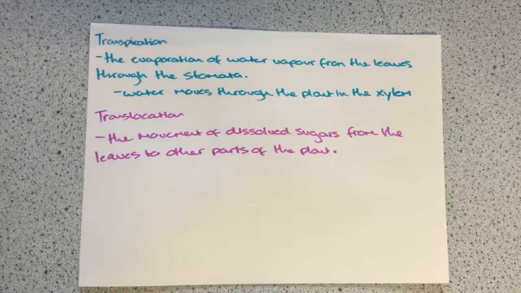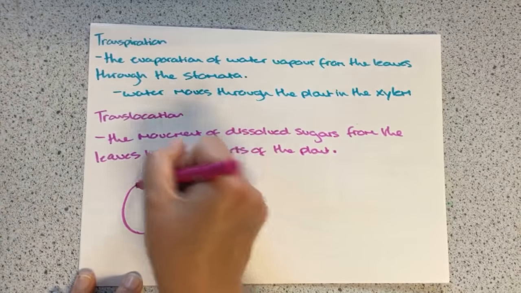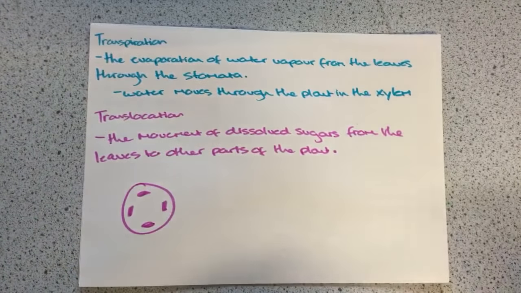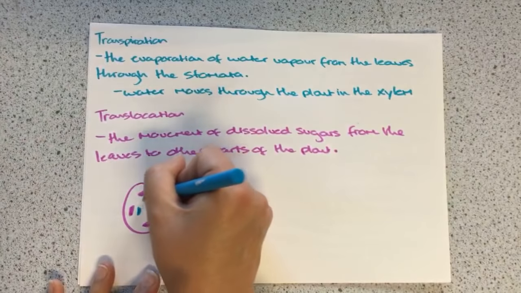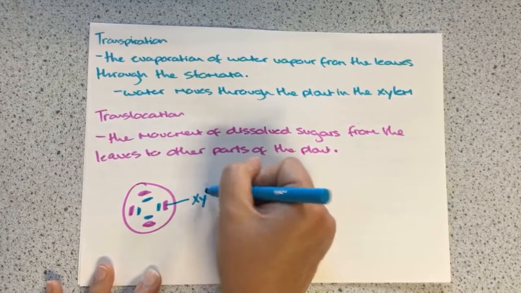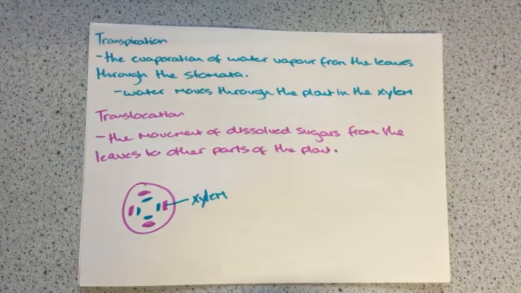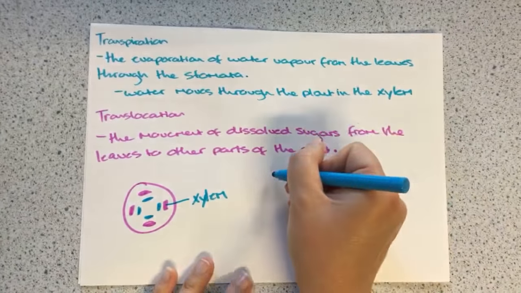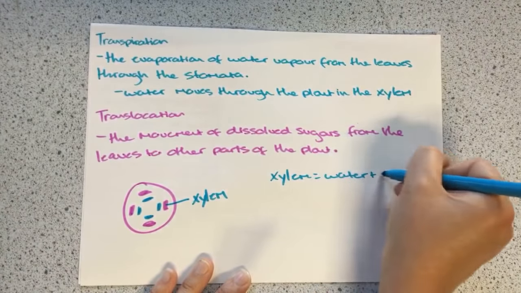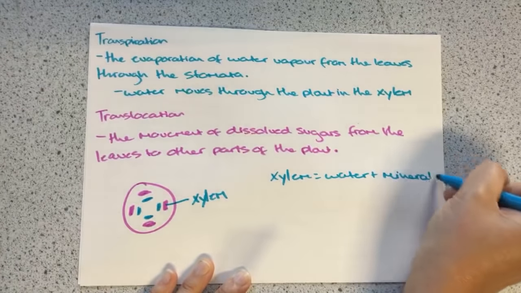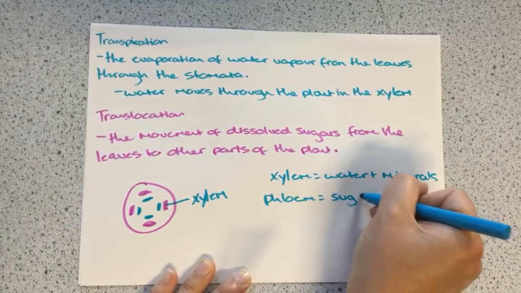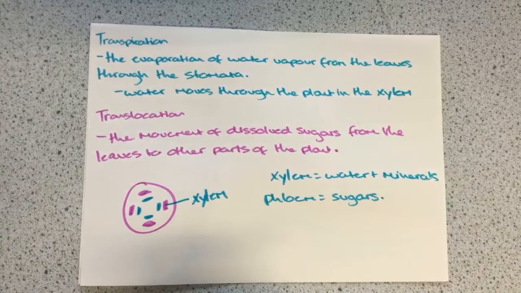If you are ever asked on a diagram to label the xylem and phloem, it will label one part of it for you, and you could be asked to label the other part. So this is just an example of what it might look like. If it labels this one and says that that is the xylem, you will automatically know that the other part must be the phloem. So last little bit, xylem is water and minerals. Phloem is sugars. You can also say amino acids, but it's easier to remember sugars.